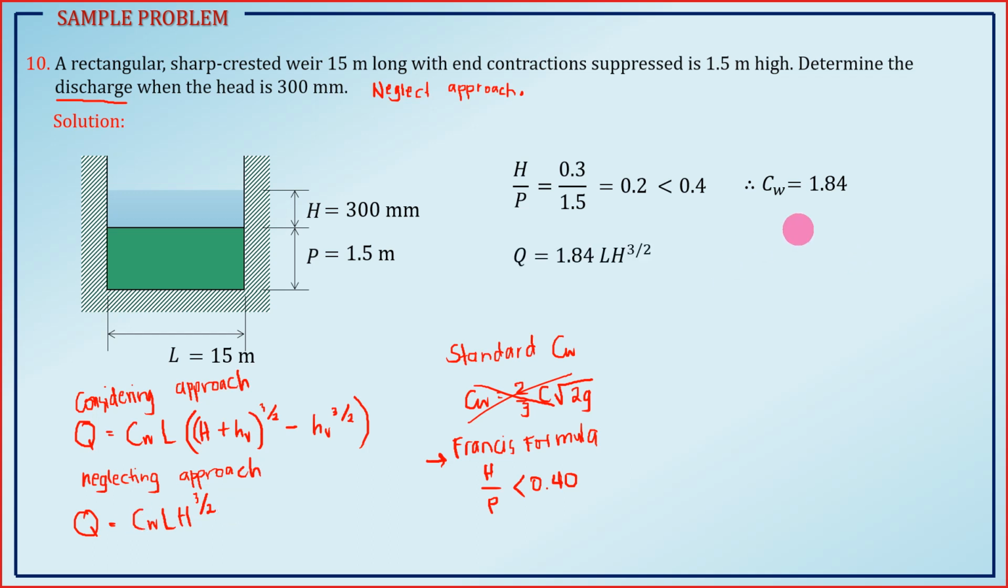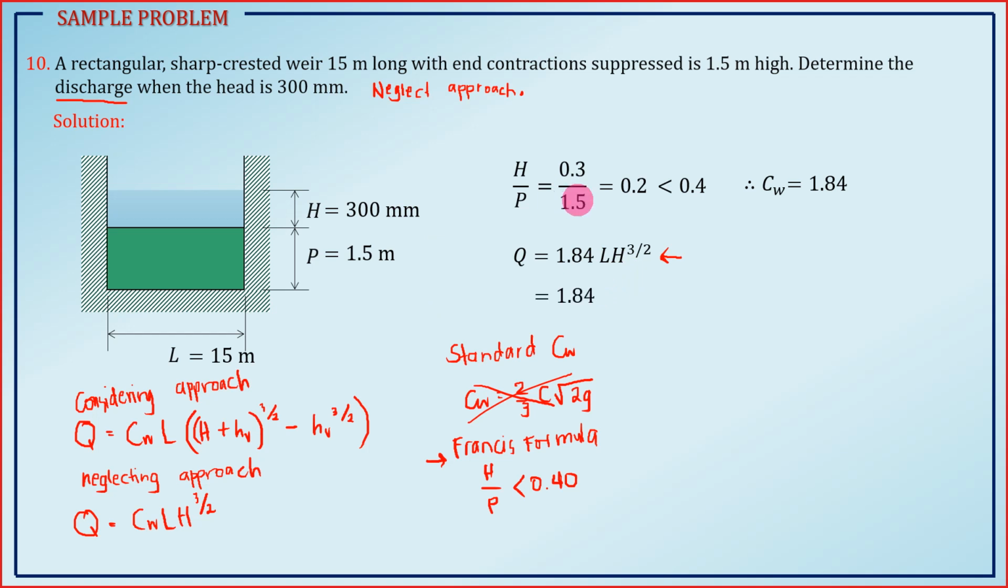So, actually, this equation is the Q for the neglecting approach, using the CW of 1.84 for H over P less than 0.4. So let's put values for L and H. L is 15 and H is 0.3. So let's solve for Q.